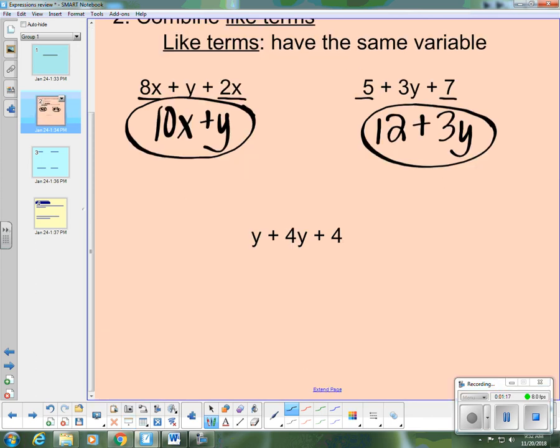Okay, let's look at another example here. Get rid of parentheses. There aren't any. Combine like terms. Our like terms have the same variable, so y and 4y make 5y. I can't combine it with the 4 because it does not have the same variable.